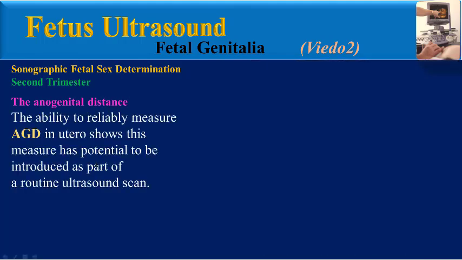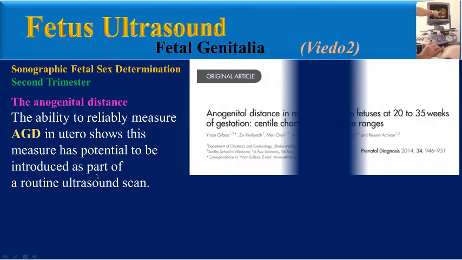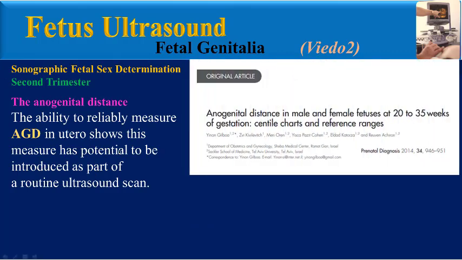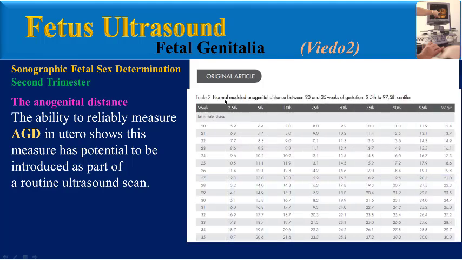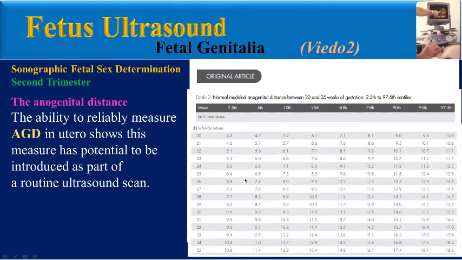The ability to reliably measure anogenital distance in utero shows this measure has potential to be introduced as part of a routine ultrasound scan. So a series of researchers have provided nomograms for it according to the gestational age, like this article which was published in 2014, and they provided nomograms for anogenital distance between 20 and 35 weeks of gestation in two separate tables for male fetuses and also for female fetuses.